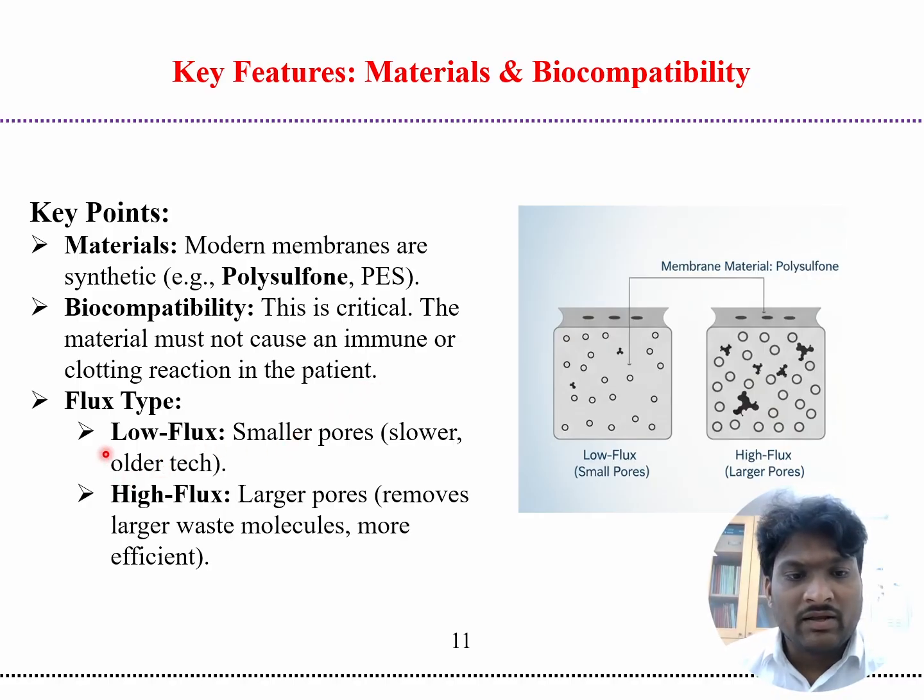And one is the type of flux. Low flux has smaller pores, which is a slower, older technique. And high flux has larger pores. You can see the larger pores remove the larger waste molecules more efficiently. So previously we had lower pores, low flux, and now it has changed to high flux, called larger pores.